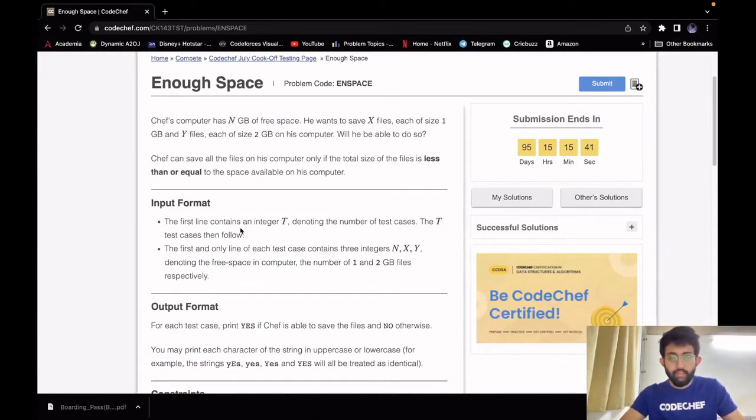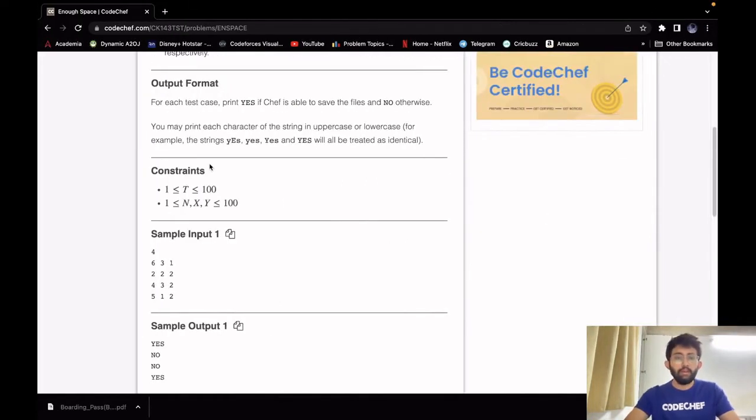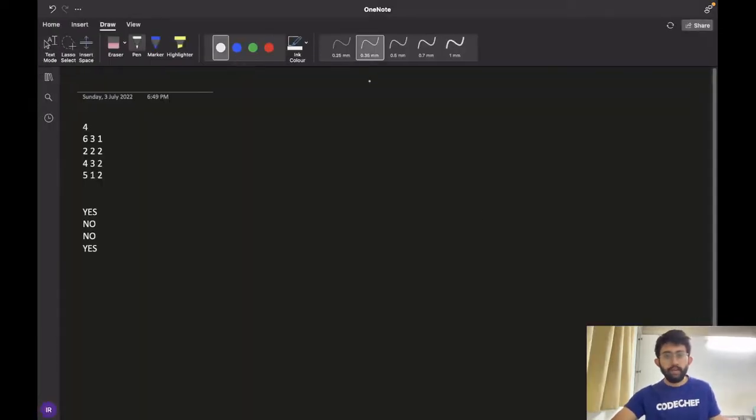For the input, the first line will contain a single integer t, which is the number of test cases, and then for each test case we will have three integers n, x and y. N is the free space in the computer, x is the number of files with size 1 GB, and y is the number of files with size 2 GB. For output, we have to print yes if Chef is able to save the files on the system and no otherwise. Let's have a look at the sample test cases.